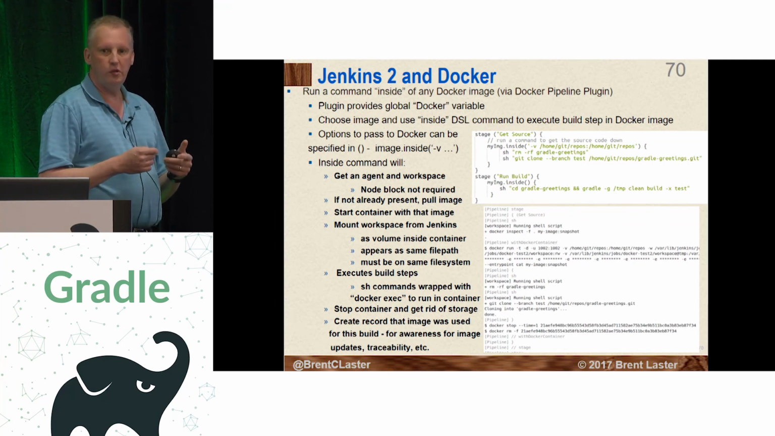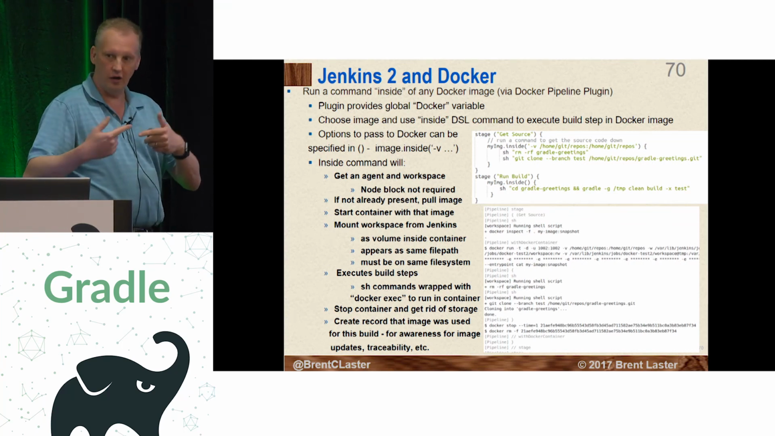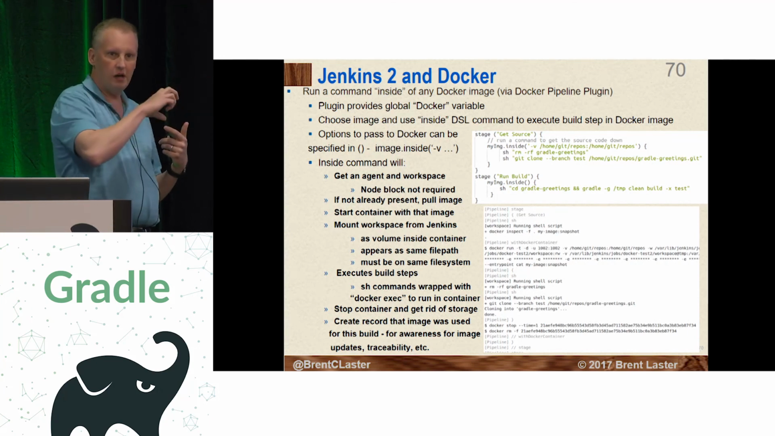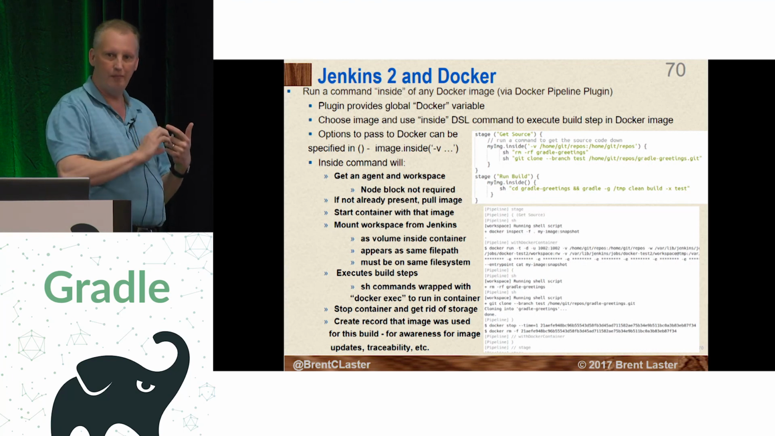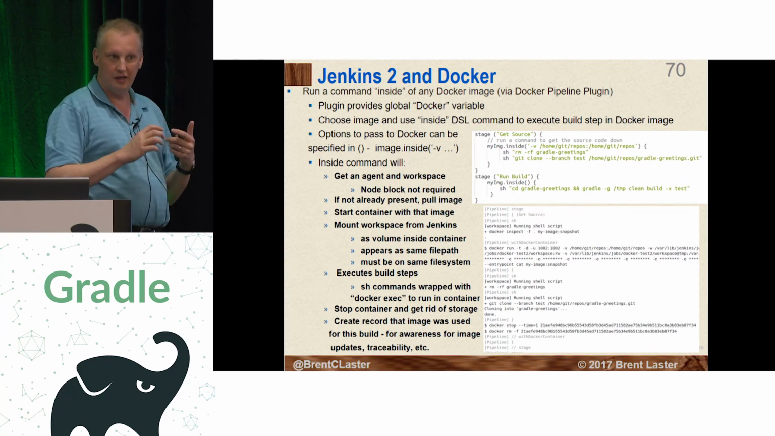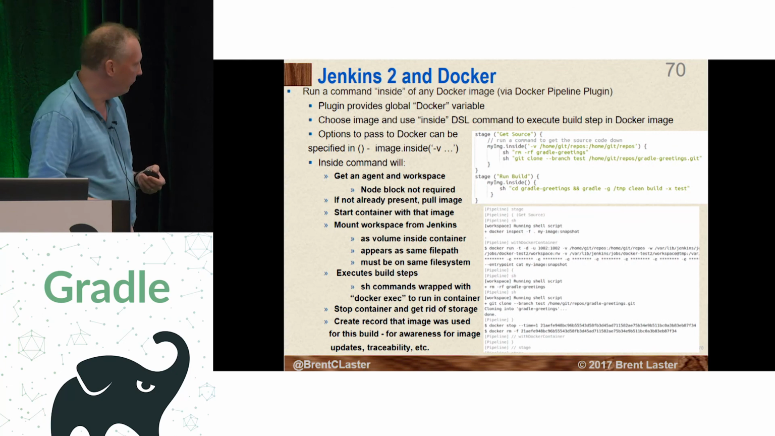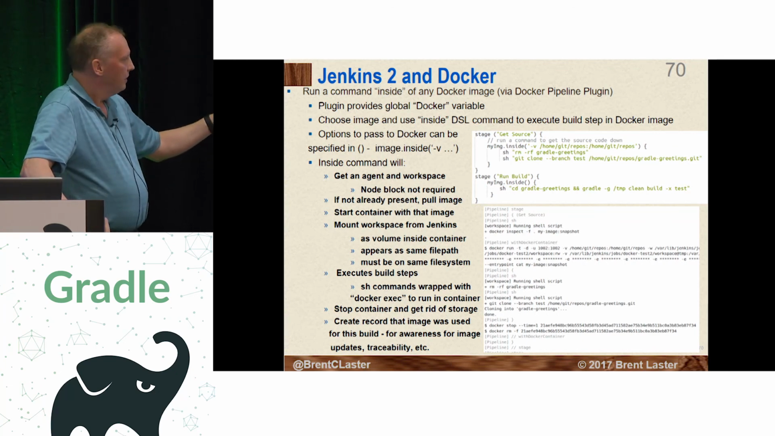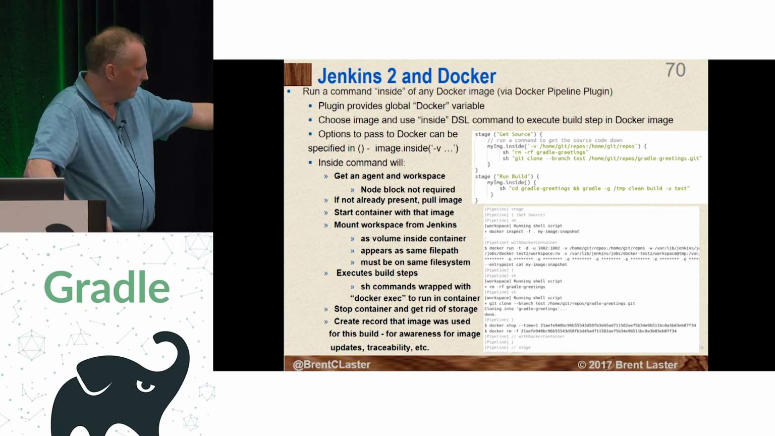This assumes that you have file system access, that you're running on the same system. So if it can grab the Jenkins workspace and mount that in that Docker image, again, if it has file system access to it, as a volume inside the container, it appears on the same file path. And anything in sh commands will be wrapped in a Docker exec.